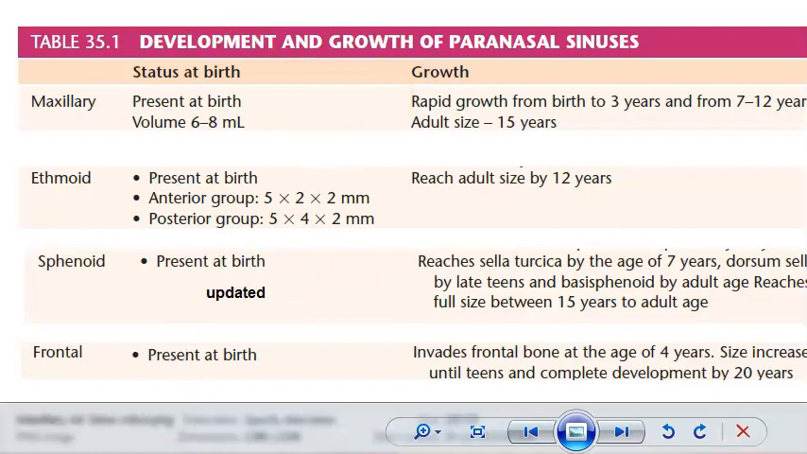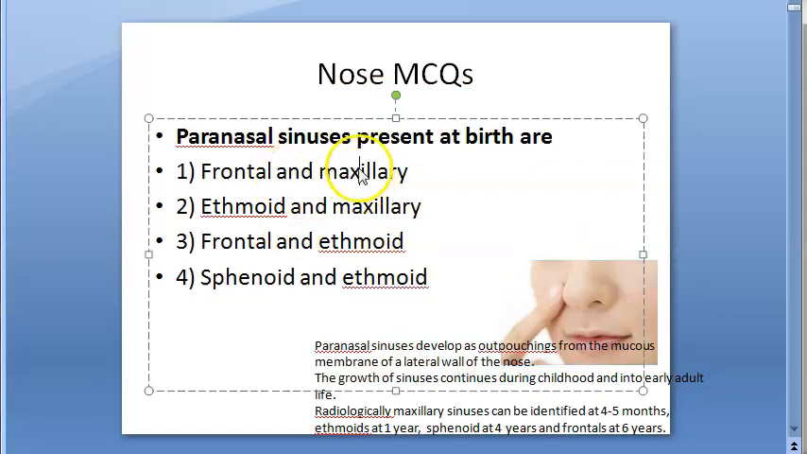According to the latest information available, all of them are present at birth, isn't it? That's what is updated. All of them are present at birth: maxillary, ethmoid, sphenoid, frontal. And according to the textbook, definitely you can choose maxillary, I think, right? And next to maxillary will be ethmoid. So the answer here is ethmoid and maxillary, okay?